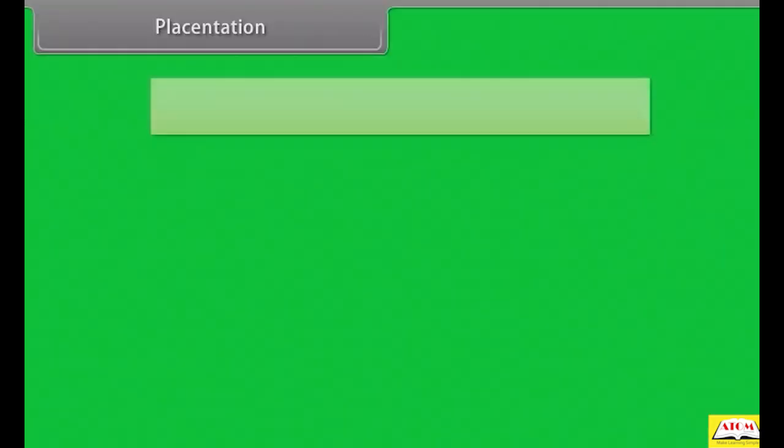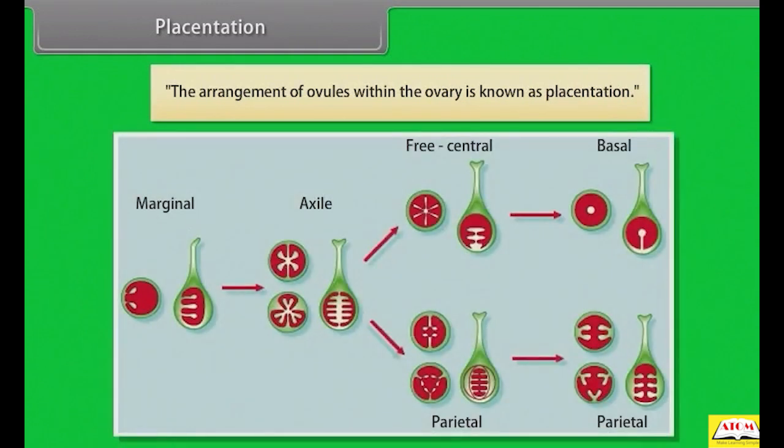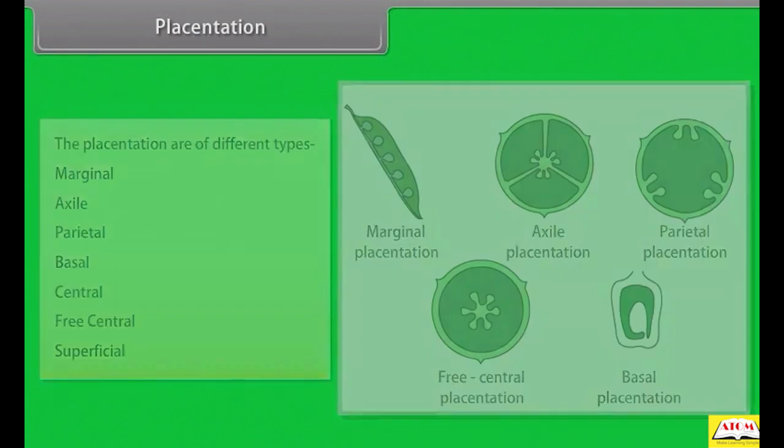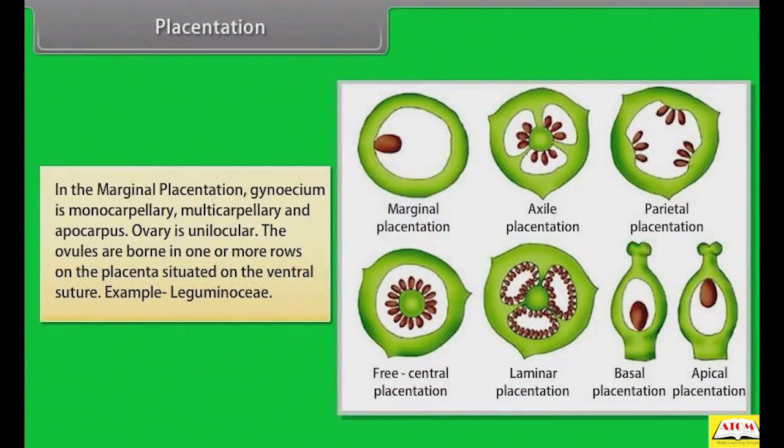Placentation. The arrangement of ovules within the ovary is known as placentation. The placentation is of different types: marginal, axile, parietal, basal, central, free central, superficial. In the marginal placentation, gynoecium is monocarpellary, or multicarpellary and apocarpous. Ovary is unilocular. The ovules are borne in 1 or more rows on the placenta situated on the ventral suture.